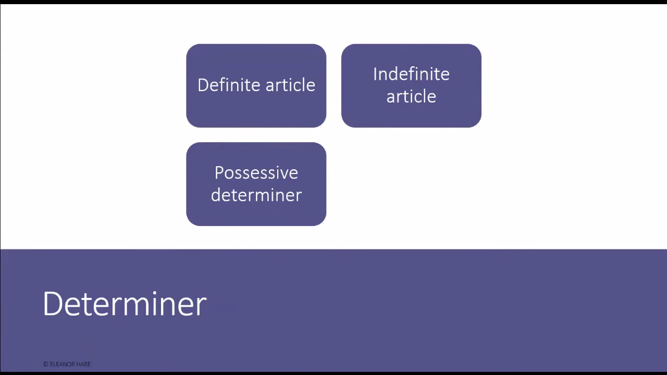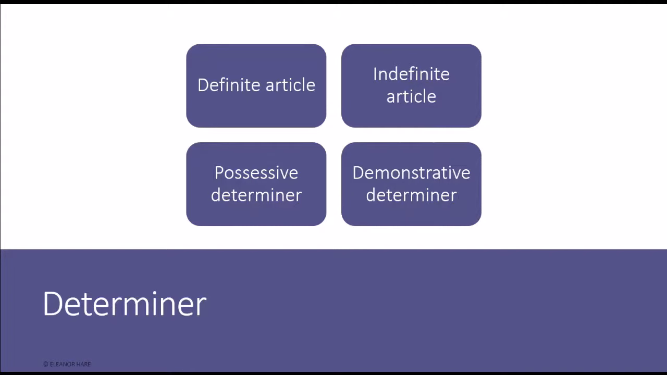Now for possessive determiners. So these are like possessive pronouns, but they don't replace the noun phrase. So compare my watch versus mine. Mine is the pronoun, my watch, my is the possessive determiner. Now for demonstrative determiners, these are like demonstrative pronouns, but they don't replace the NP, or the noun phrase, sorry. So for example, that versus that cat.